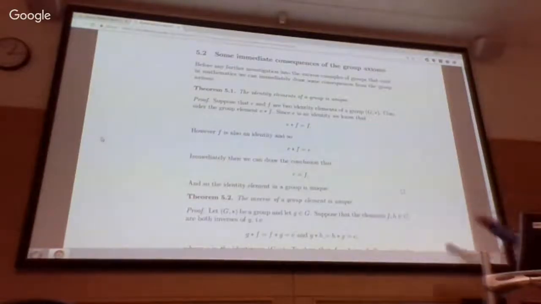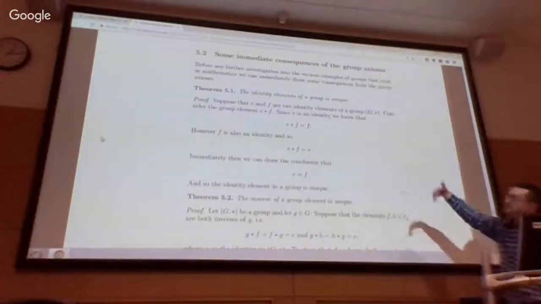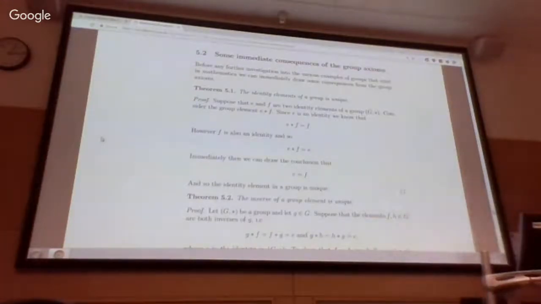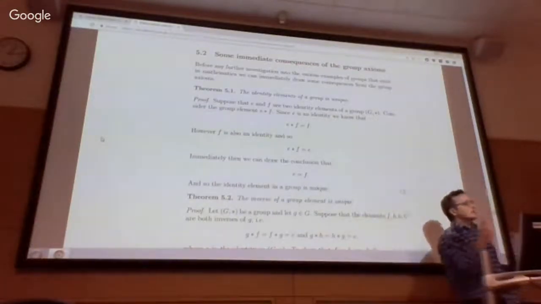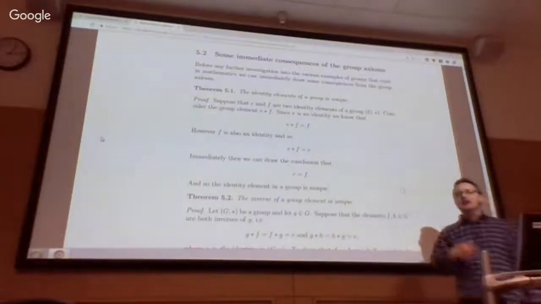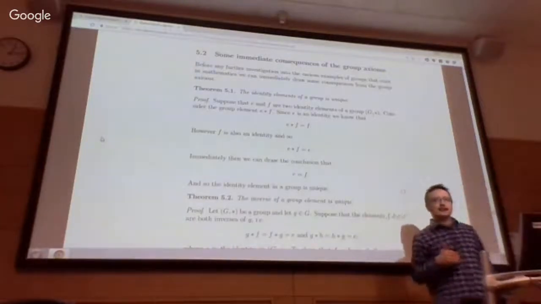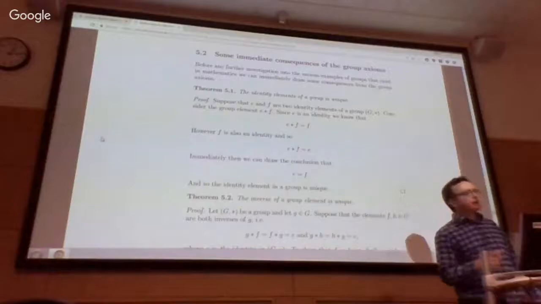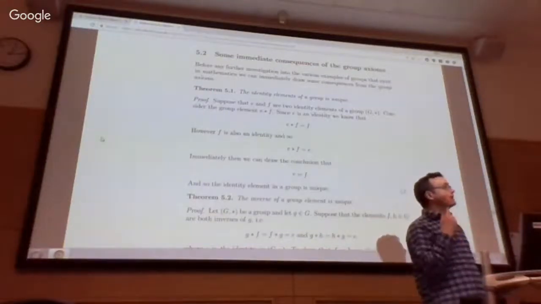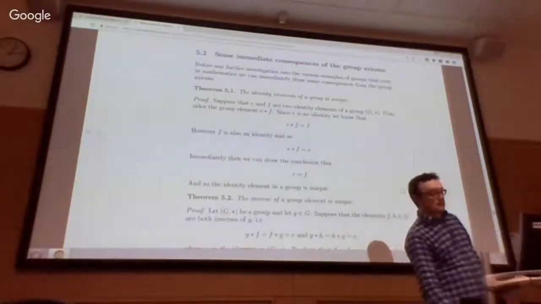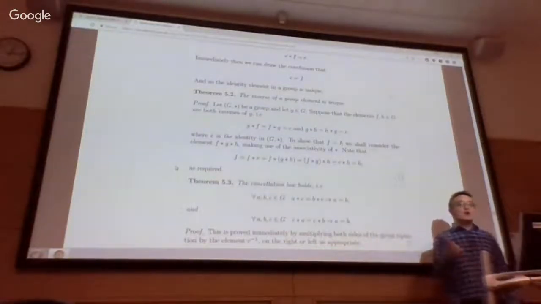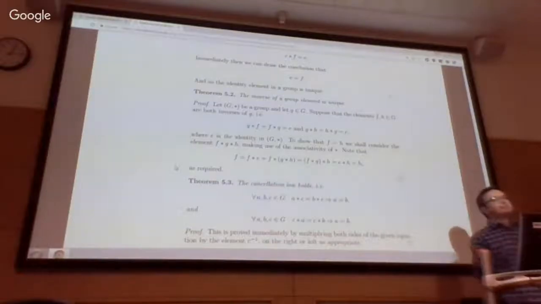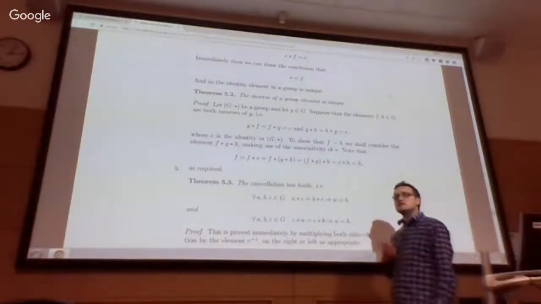Okay? The first theorem actually says something that's kind of implied in the axioms, but not explicitly stated: the identity element is unique. There can be only one identity element. It's not immediately obvious just from looking at the axioms, but a simple manipulation of the axioms tells you that there can be only one identity element. Similarly, for any element, there's going to be only one inverse for it. Okay? You can't have multiple different inverses for the same element.